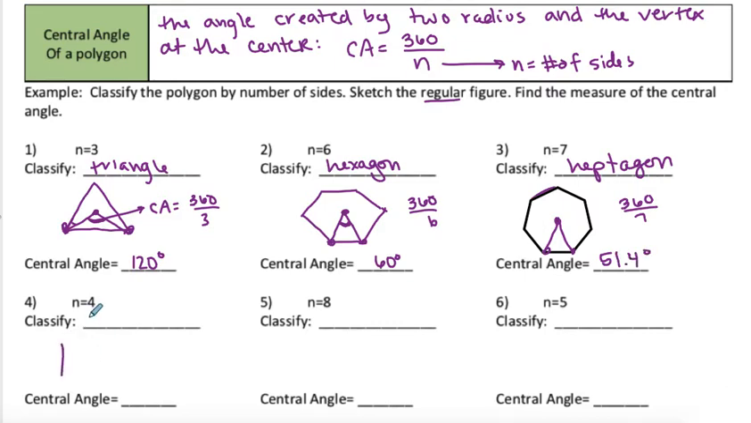A 4-sided object would be a quadrilateral, and our quadrilateral does have a special name when it is regular. We call that the square. Central angle, vertex to center, back down to vertex. 360 out of 4 is 90 degrees. And n equals 8. Classify this as an octagon.